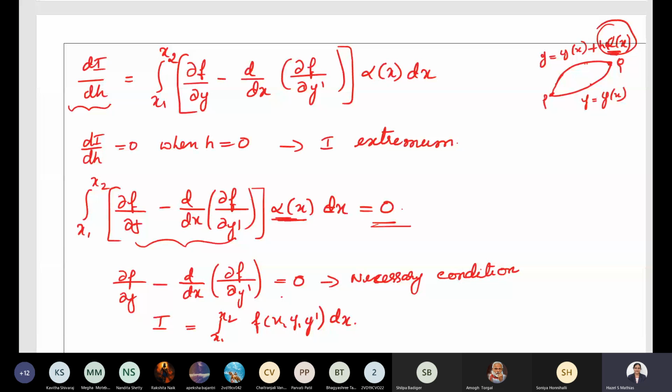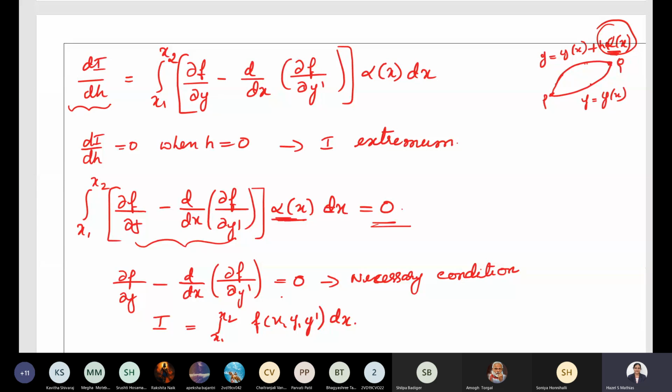If you have any doubt, you can ask me. Based on this necessary condition, we are going to discuss a few questions. We are going to check the extremal of some functionals. And remember, this functional is given in terms of a definite integral.